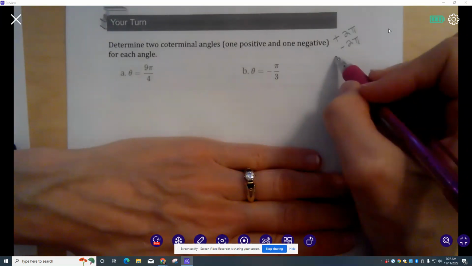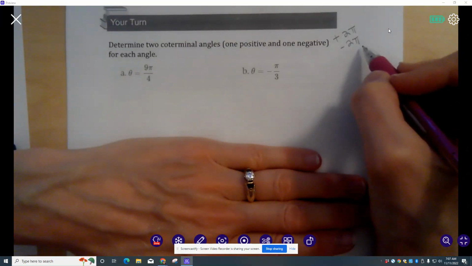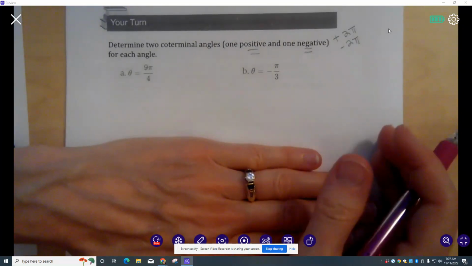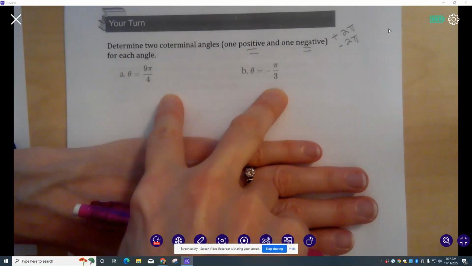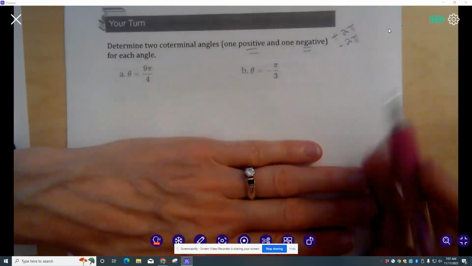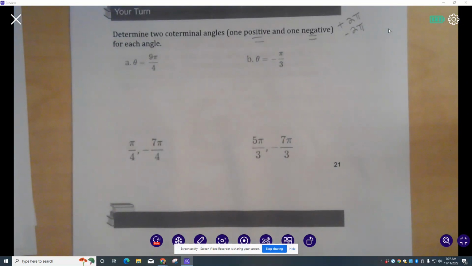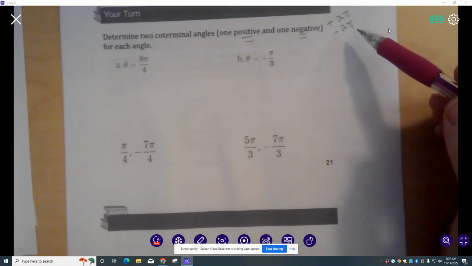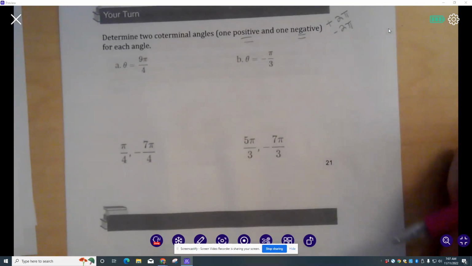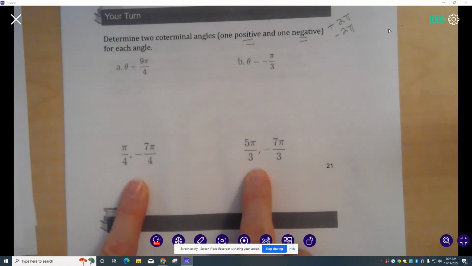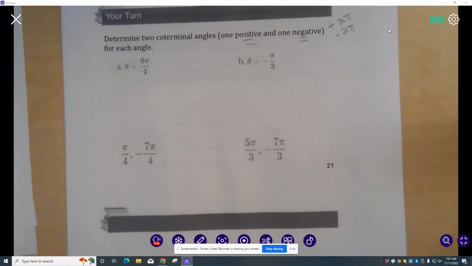So you can add or subtract 2 pi as many times as you need until you get one positive and one negative angle. Depending on the given angle, you might have to add or subtract 2 pi twice to get one positive and one negative. The other thing is you could get different answers. If you think about it, there's an infinite number of coterminal angles. You can just keep going around and around the unit circle. These are probably the most obvious ones that you would get. So try adding or subtracting 2 pi until you get one positive and one negative angle. See if you get those.